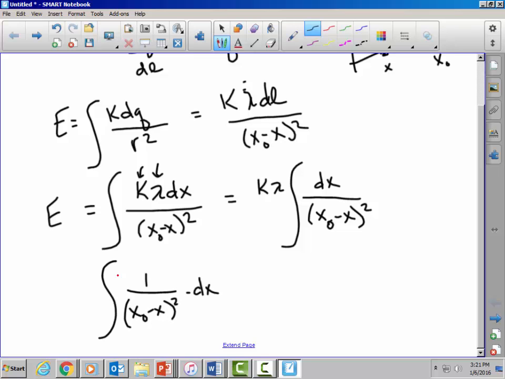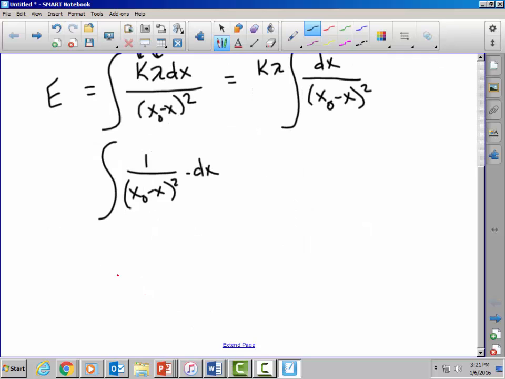I like to write it like this. Just helps my brain a little bit. Okay, so we're going to use the substitution method here to integrate this. I'm not sure if you guys are at this point in your calculus yet, but I can see that there's a function down here at the bottom on my denominator. So I'm going to say that x naught minus x is going to equal u.